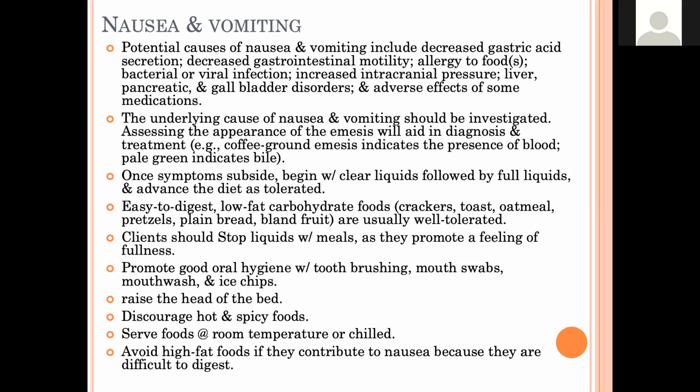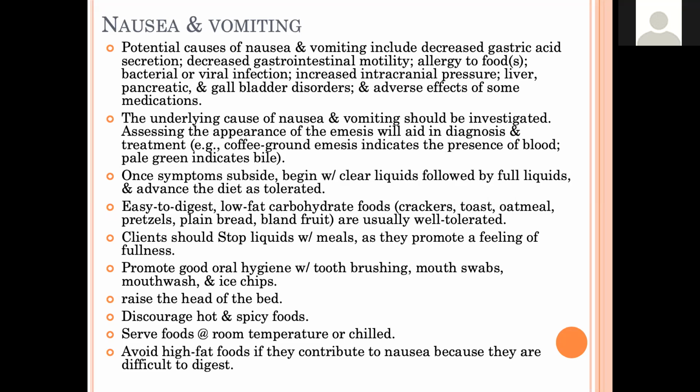You want good oral hygiene with toothbrushing, mouth swabs, mouthwash, and ice chips. Now, why is this? Because the acid in the emesis is going to erode not only the oral cavity and the esophagus, but it's also going to erode the enamel on your teeth. So you want to make sure and clear that out so that you don't promote things like dental cavities. This is one of the same problems that people with bulimia experience when they try to induce vomiting themselves: they erode their esophagus and their oral cavity and the enamel on their teeth.